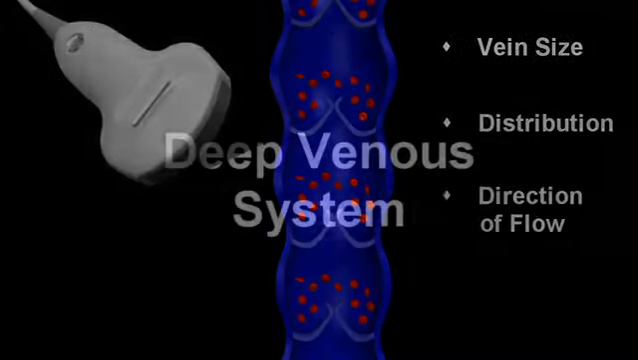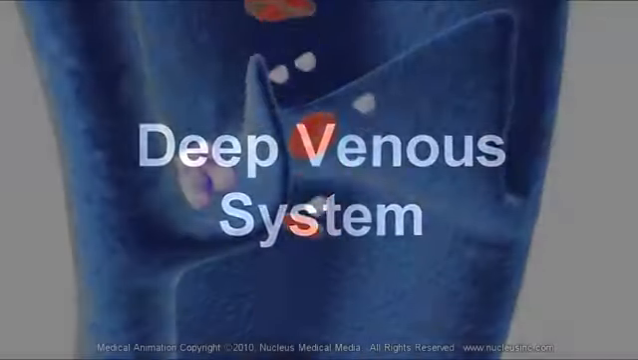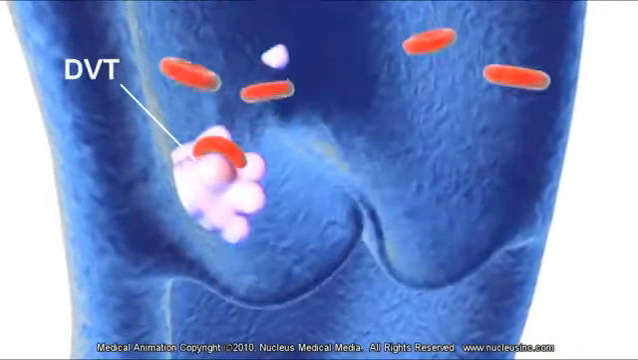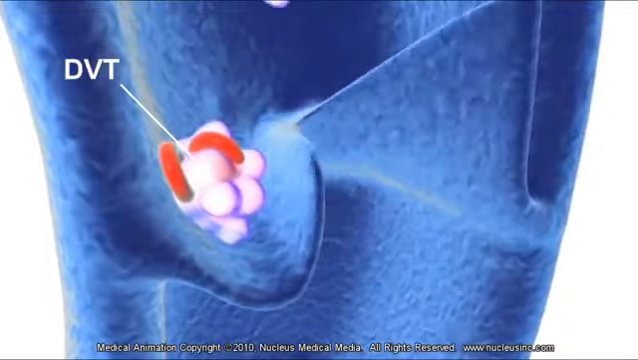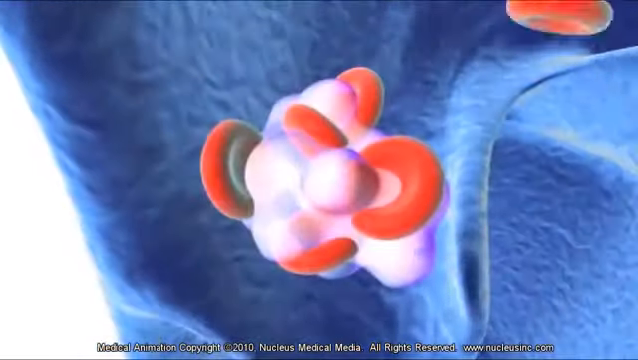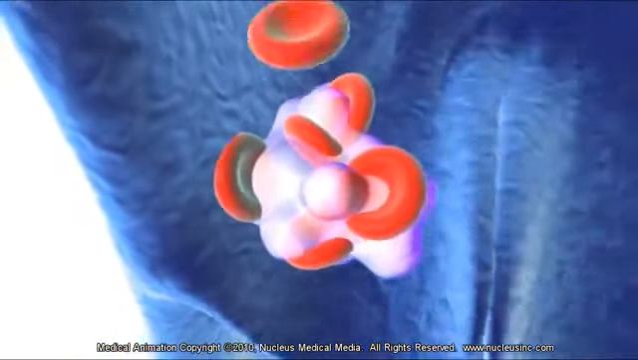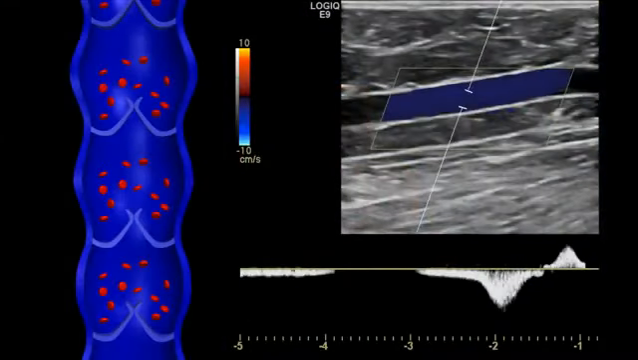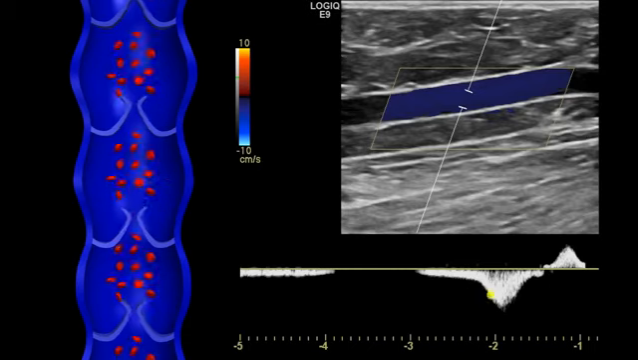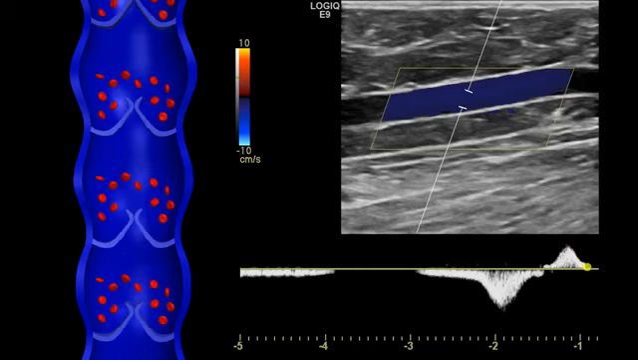We first evaluate the deep system to ensure there are no deep venous clots. Occlusion of the deep system precludes treatment of the superficial venous system since we need at least one open channel to drain the legs. We then use a Doppler ultrasound to evaluate the direction of flow. With the Doppler on the vein, the technologist will squeeze the calf, which will cause blood to rush through the veins towards the heart, which shows up as a peak on the Doppler graph.